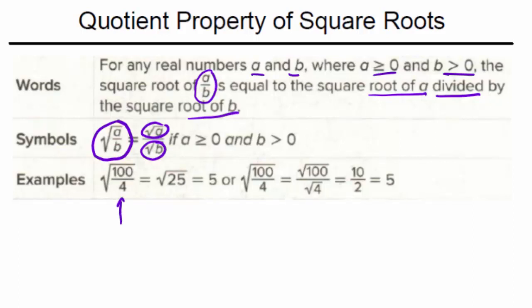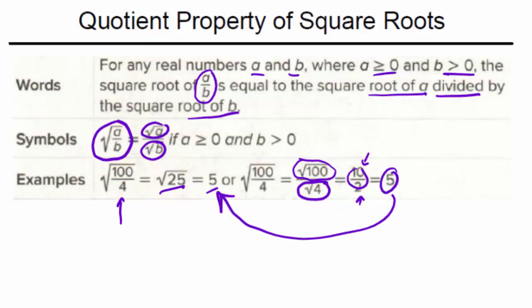Looking at this example here, we can actually simplify the 100 over 4 and get 25, and the square root of 25 is 5. But we use that example to show that you can actually take the square root of the numerator, which is 100, first, and the square root of the denominator, which is 4, second, so we get a 10 and a 2, and then divide afterwards, and we still get the same 5 we had over here.